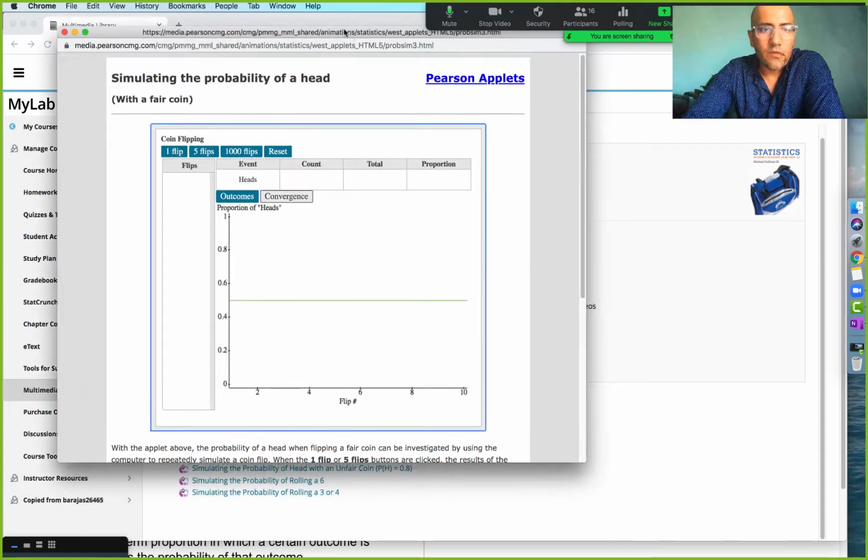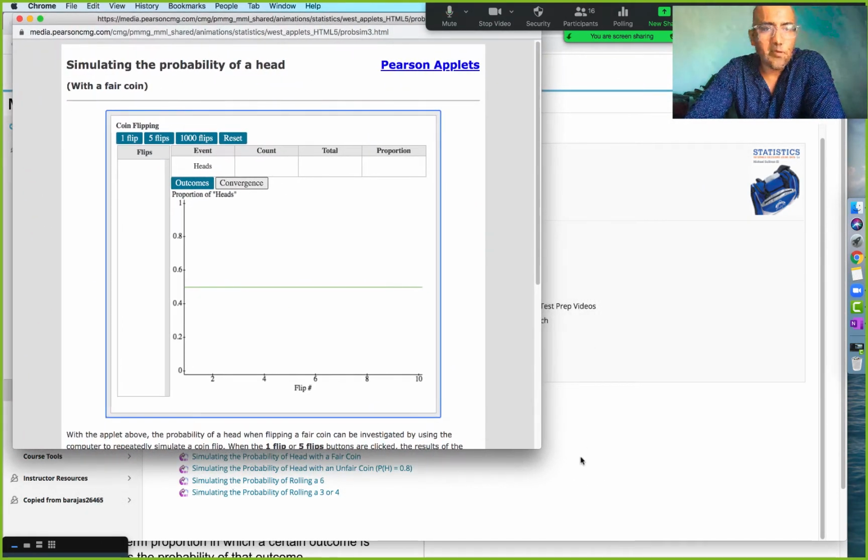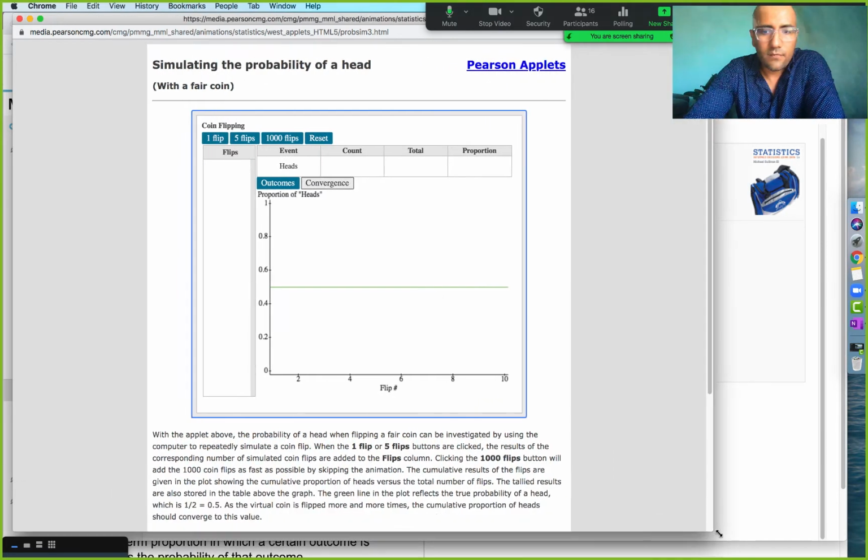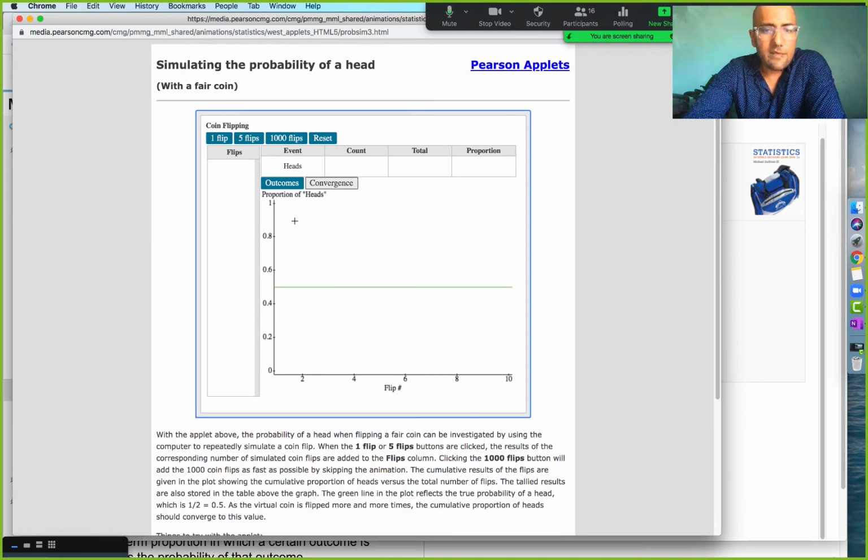Okay, so what we're looking at here, let me make this a little bit bigger. This is a little applet that was created to help you see again this concept that there's short-term uncertainty with long-term predictability. So we're going to flip a coin right here. Just one time we're going to flip a coin. And there it is. We flipped it and it turned out to be heads.